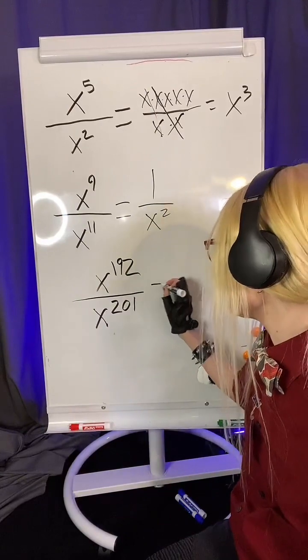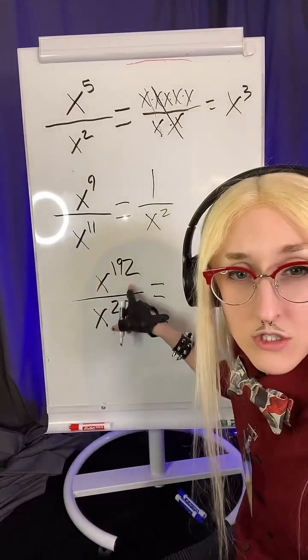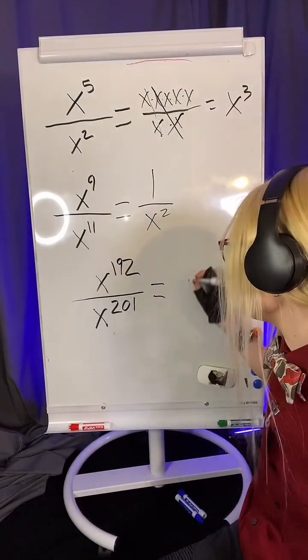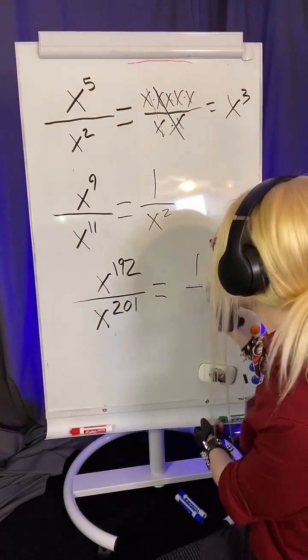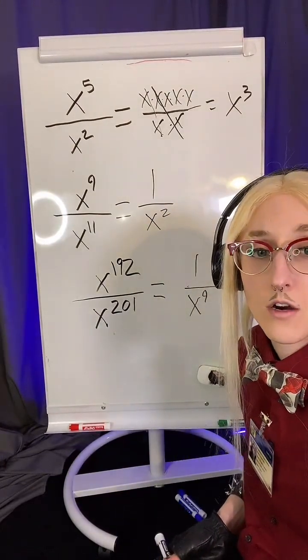Anyways, if I'm doing math in my brain, 8 more would get me to 200, and then plus 1 would get me to 9. So it should be 1 over x to the power of 9. Let's go.